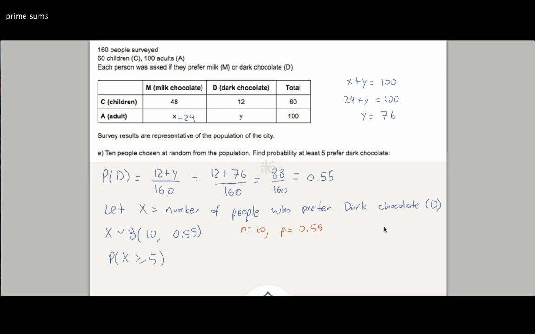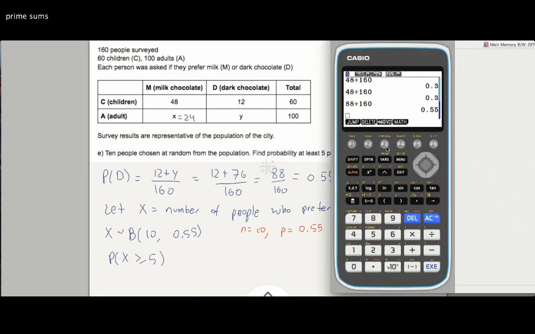And we can find this with the calculator. So we go to our calculator: menu, statistics, distribution, binomial, and then BCD, since we're doing a cumulative distribution. We're not doing the probability that X is exactly 5, but that X is greater than or equal to 5. So it could be 5, 6, 7, 8, all the way up to 10. So for Binomial CD, our lower bound is 5 and our upper bound is 10, because we can't have more than 10 people preferring dark chocolate if we only ask 10 people.